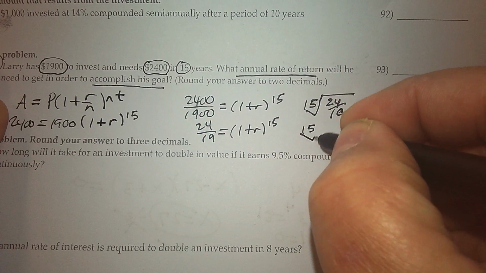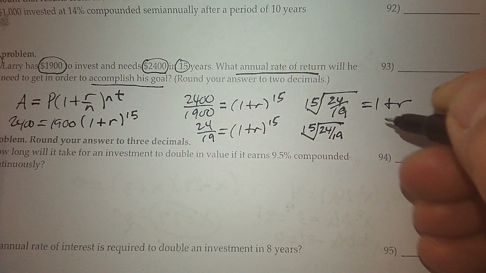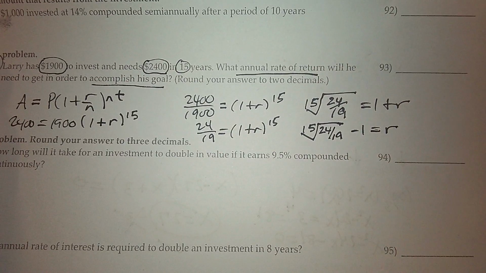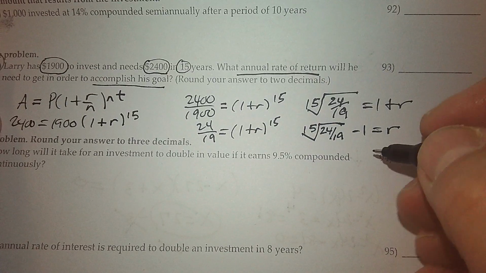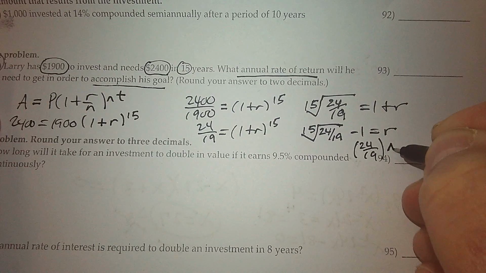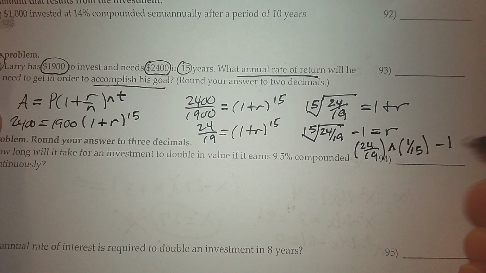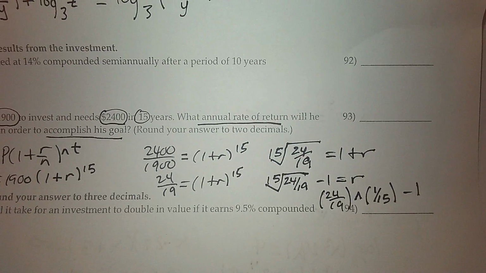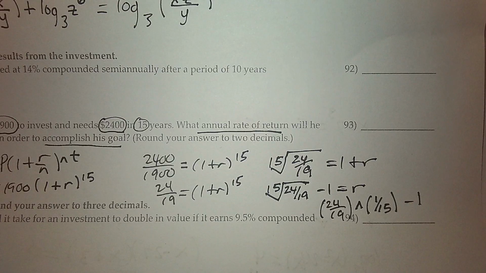Now, if you have an n spire, you have a root button where you can put any root in there. If you have an 89, you have to write it differently. You ready? So if you have an 89, you have to go 24 over 19, and then the exponent button. What exponent button means the same as, right? You have to write it as a fractional exponent.